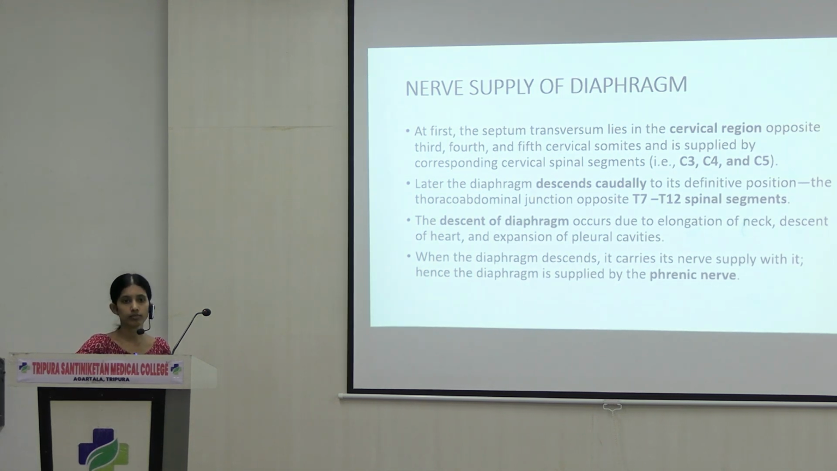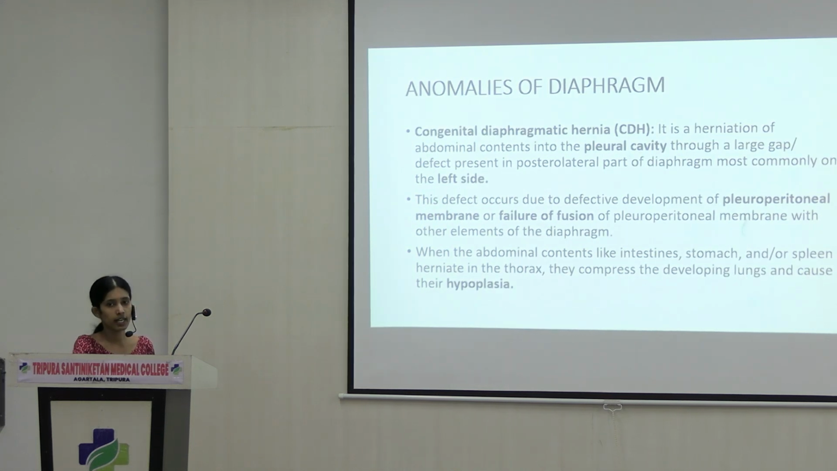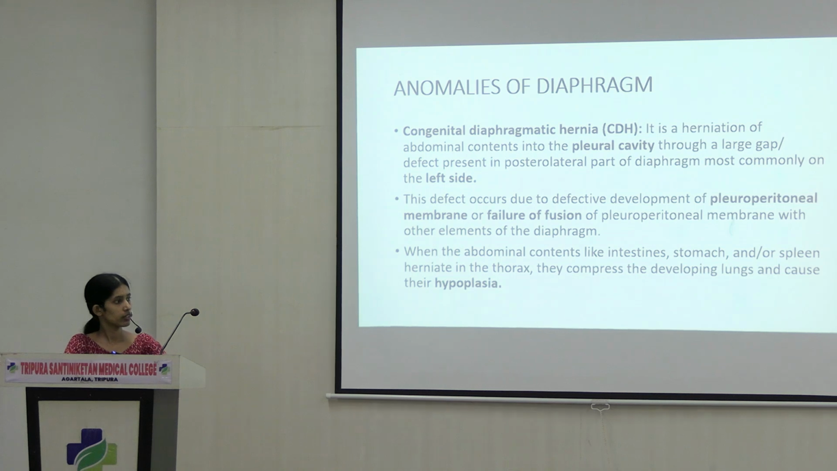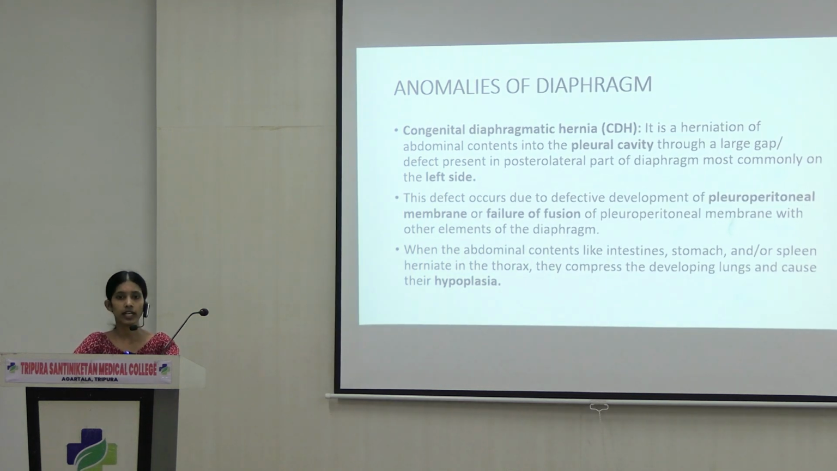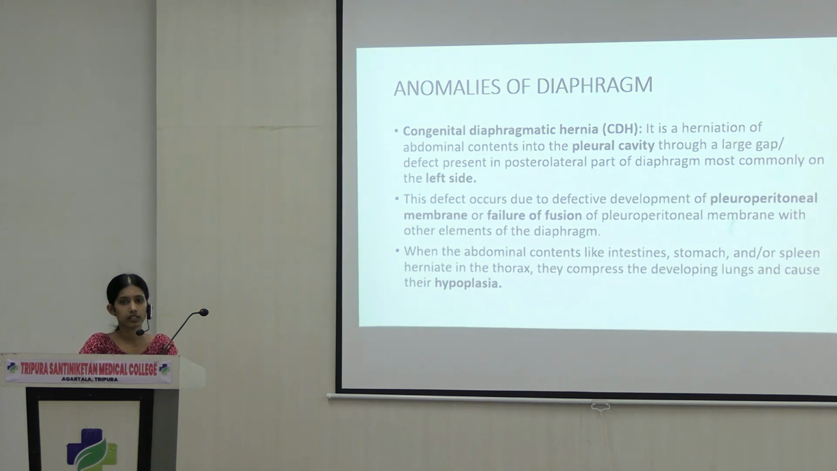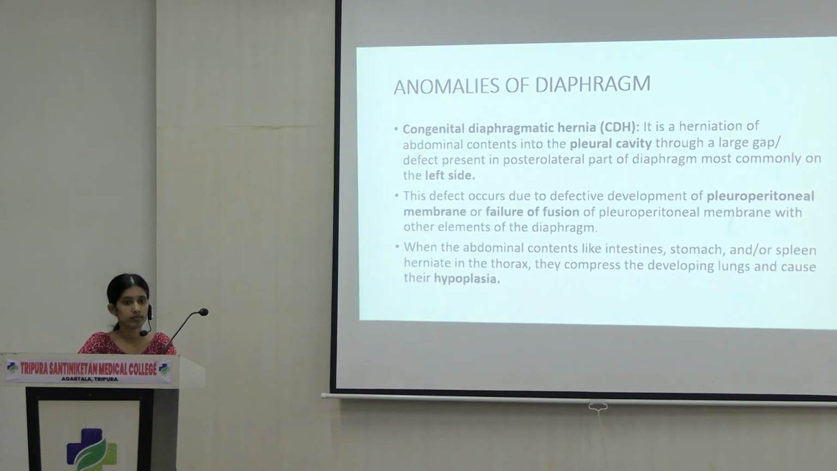Any doubts? Any doubts in this? Any doubts in the nerve supply? Okay. Next we have anomalies of the diaphragm. The very first condition is congenital diaphragmatic hernia. Yesterday only I asked the question, what is diaphragmatic hernia, right? While discussing about which topic? Distress, okay, fine.